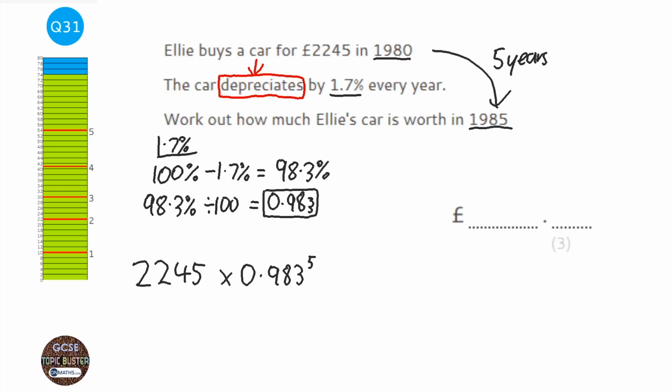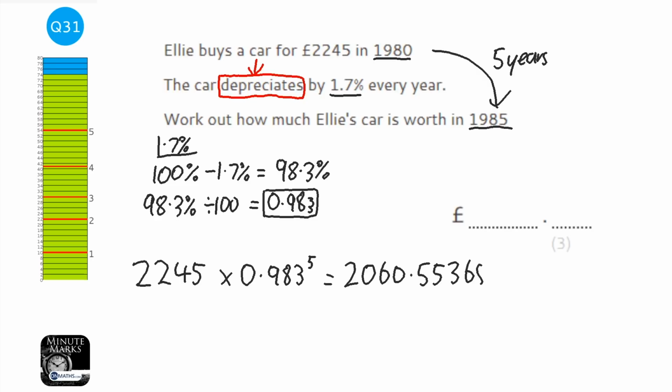So in the exam, you can just write times 0.983 5 times, and that's absolutely fine. So 2245 on the calculator times 0.983 to the power of 5, and I get the answer of 2060.553687 and so on. Because it's money, it's going to be 2 decimal places, so that's going to be 55. Now last thing is just to check your answer makes sense. Well, the car was worth 2,245. It has depreciated, but not by very much. 1.7% is not very much. So it's gone down, and it's lost roughly £200. So the answer makes sense.